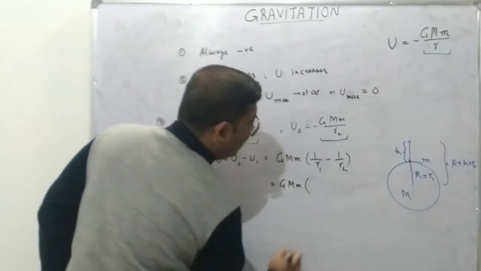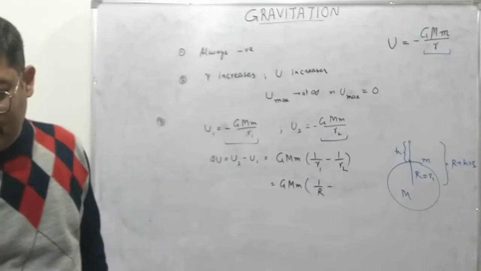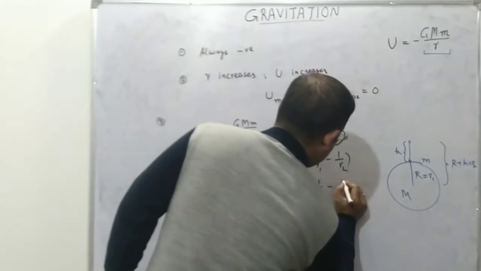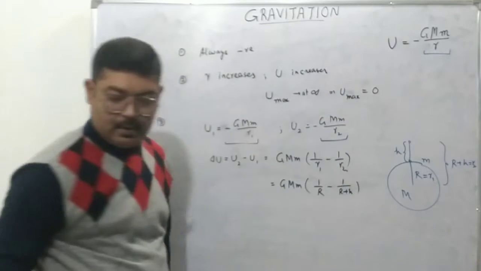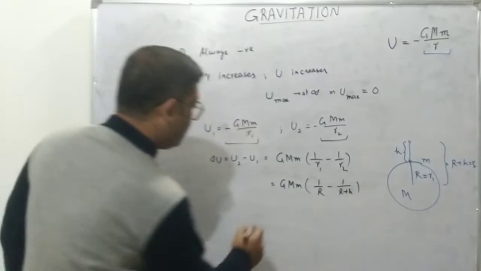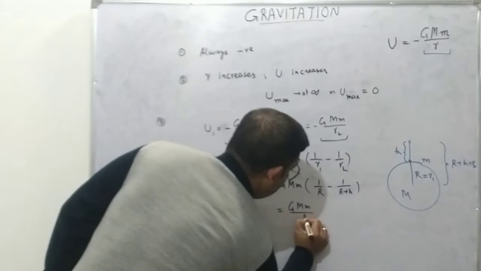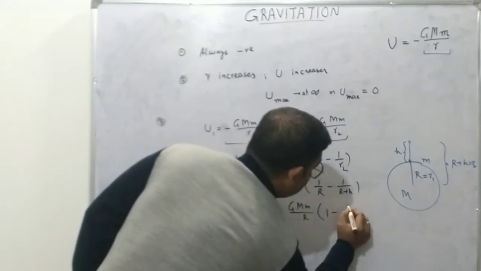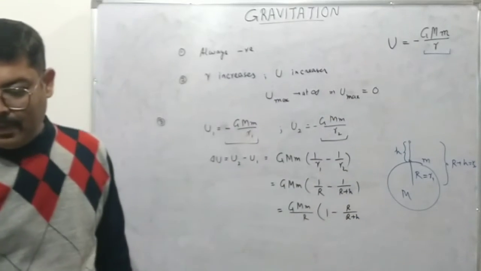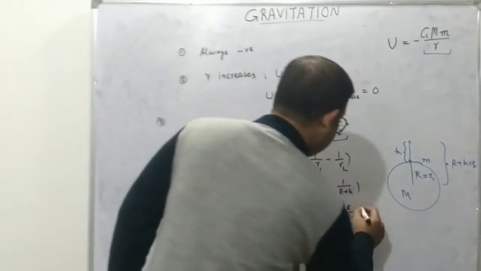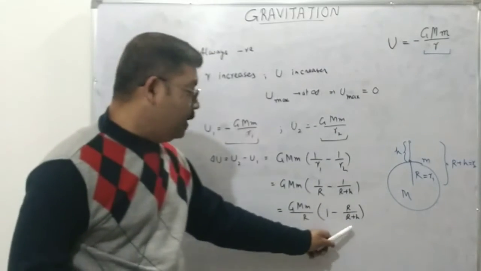We have GMm times (1 by R minus 1 by R plus H) from here. So if we take 1 by R common, GMm by R, what we are left with is 1 minus R by R plus H. Fine? Are you with me till now?